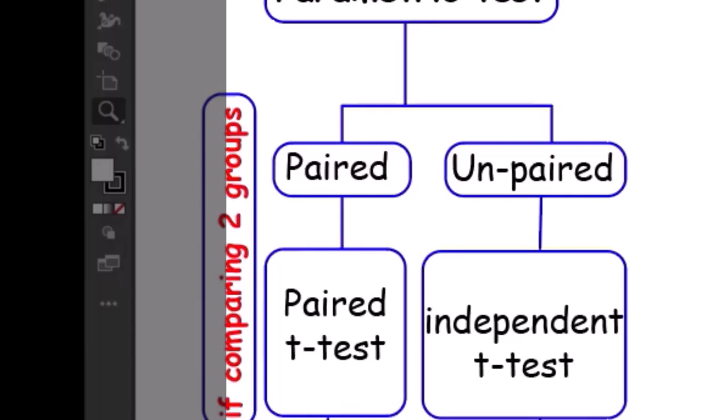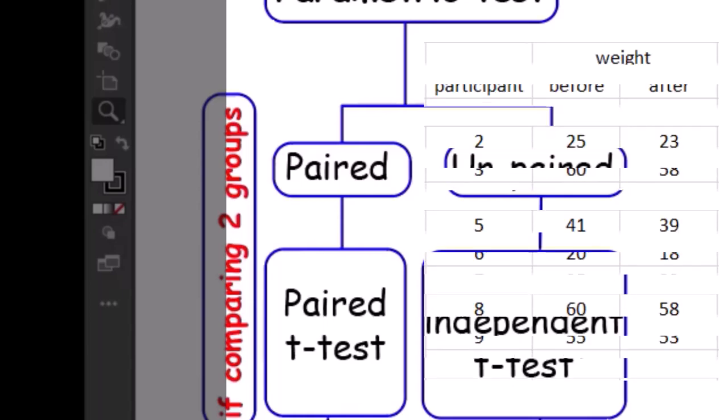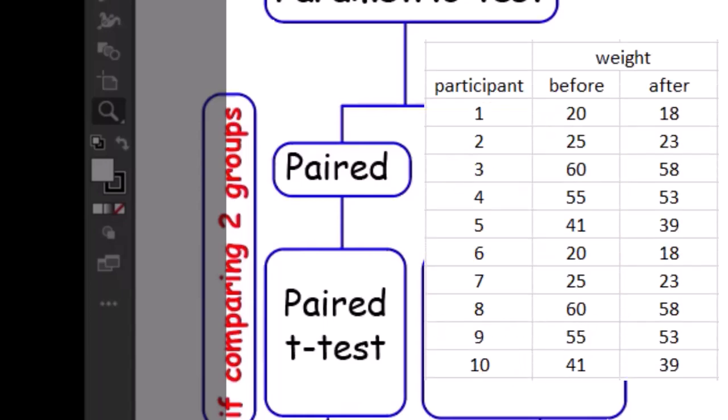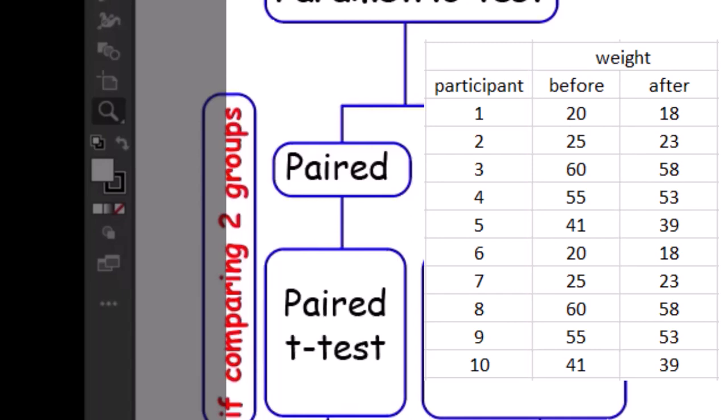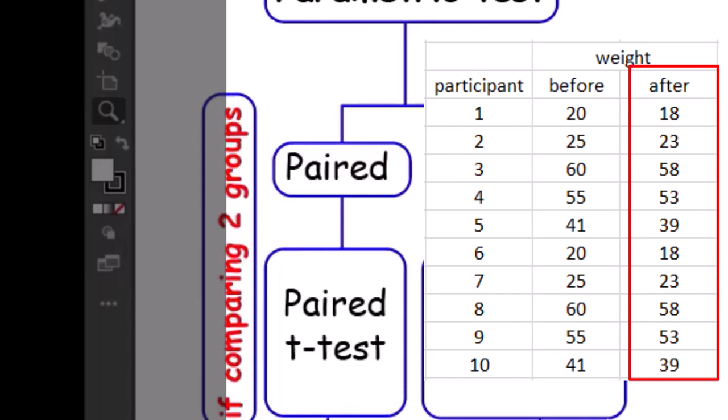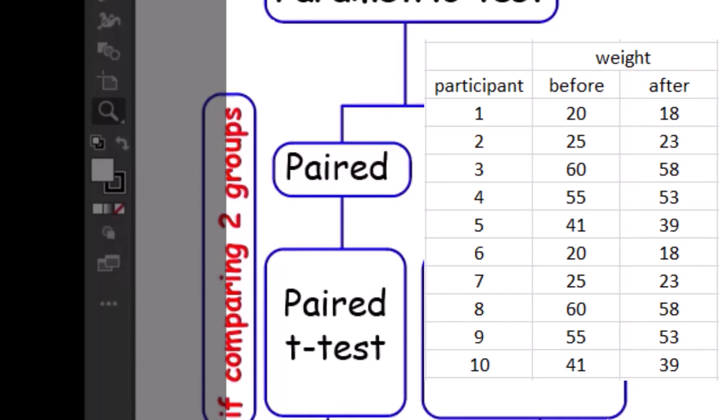For example, if we measure the body weight of 10 individuals before we start them on a certain intervention of diet, which is aimed at reducing their weight, then we follow up on those very people and we take their measurements after maybe a month. Because both measurements, the before and the after, are obtained on the same individual, that is referred to as paired. The observations or your data are paired.